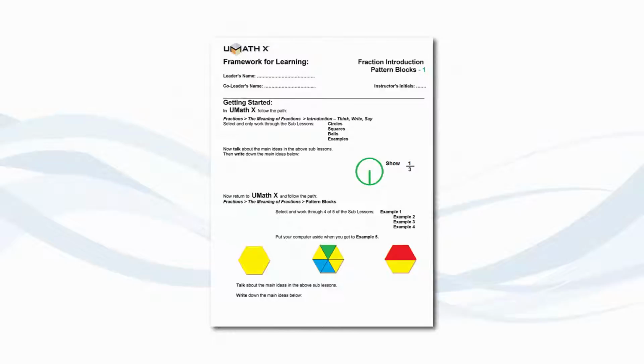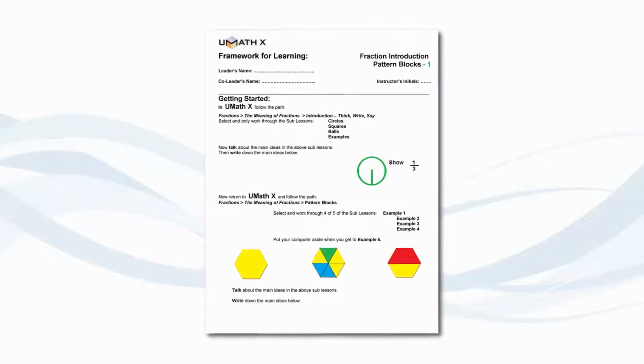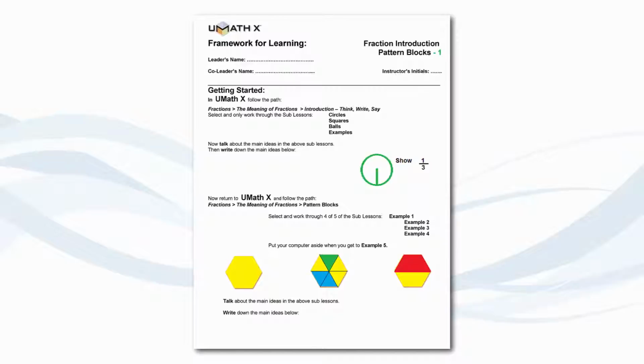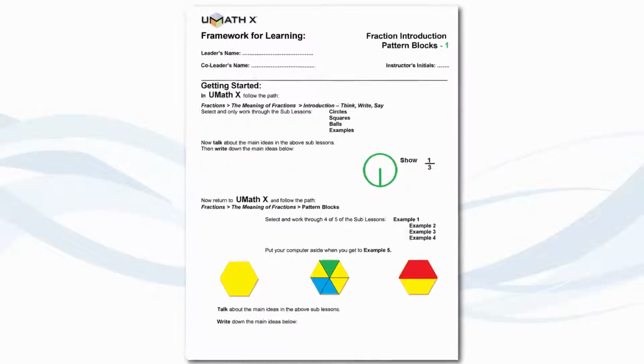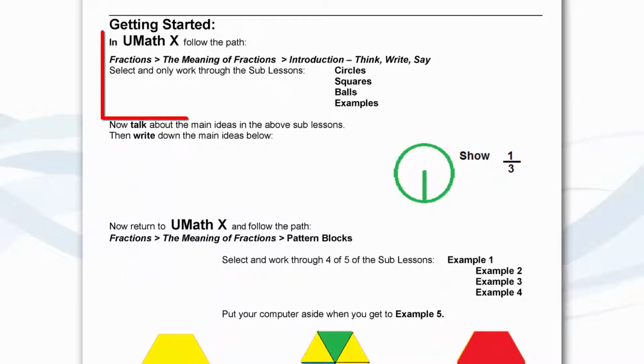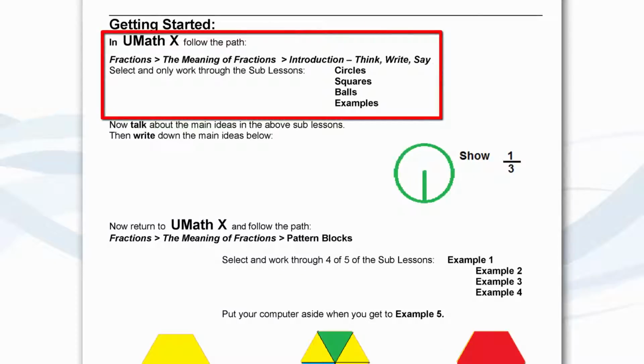Finally, the frameworks for learning are written for the UMathX menu so any learner in the world can use them. Students are directed by frameworks to various lessons within the program, but can be accessed using any of the menus. For example, in the first framework we looked at, the Getting Started section directs the student to the UMathX lesson, Introduction, Think, Write, Say, using the UMathX menu.